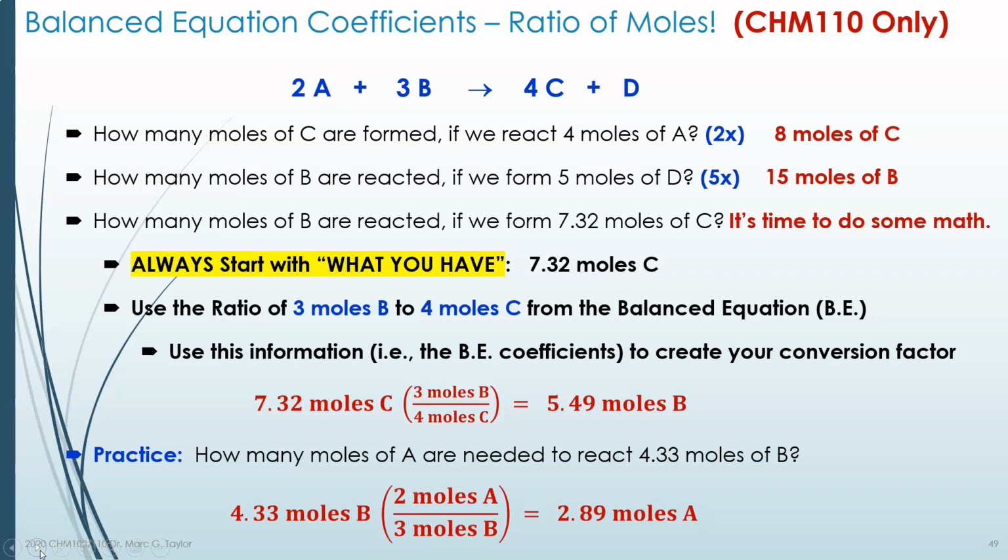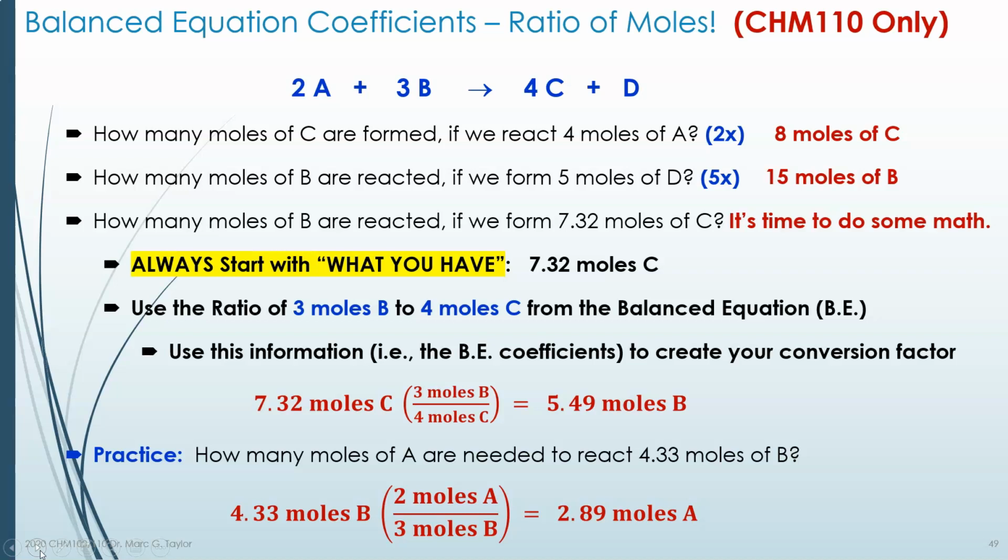We know we want moles of B on the bottom, and we're creating moles of A, so that's on the top, and only then do we put the numbers in. We know it's 2 moles of A over 3 moles of B, and then we multiply and divide out the numbers, and we get 2.89 moles of A.